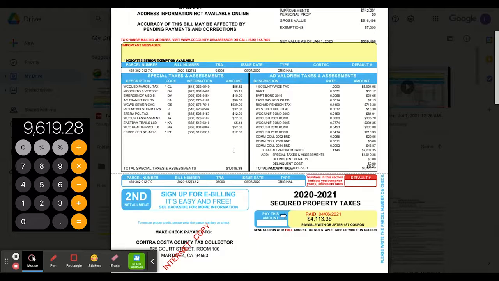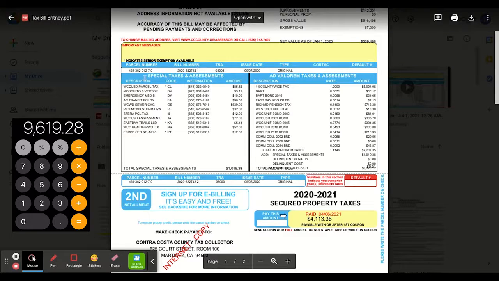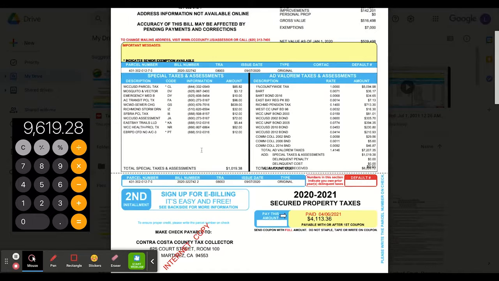We have to look at the left side. The left side over here has the special taxes and assessments that are added on to the base tax. For the year, the annual assessment was $1,019.38. Now that amount will not change based on the new purchase price, so we can leave that the same. When you add both of them, you have a tax bill of $10,638.66. That's annual tax. Dividing that by 12 leaves you with a monthly tax bill of $886.56.